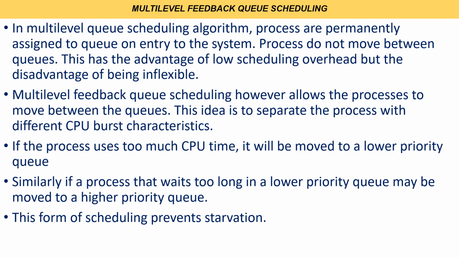But in the multi-level queue scheduling algorithm, processes are permanently assigned to one queue when they enter the system, and they are not moved to another queue. So this has the advantage of low scheduling overhead, but the disadvantage of being inflexible. Multi-level feedback queue scheduling, however, allows a process to move between the queues. The idea is to separate processes with different CPU burst characteristics. If a process uses too much CPU, it will be moved to a lower priority queue. Similarly, a process that waits too long may be moved to a higher priority queue. This form of scheduling prevents starvation.